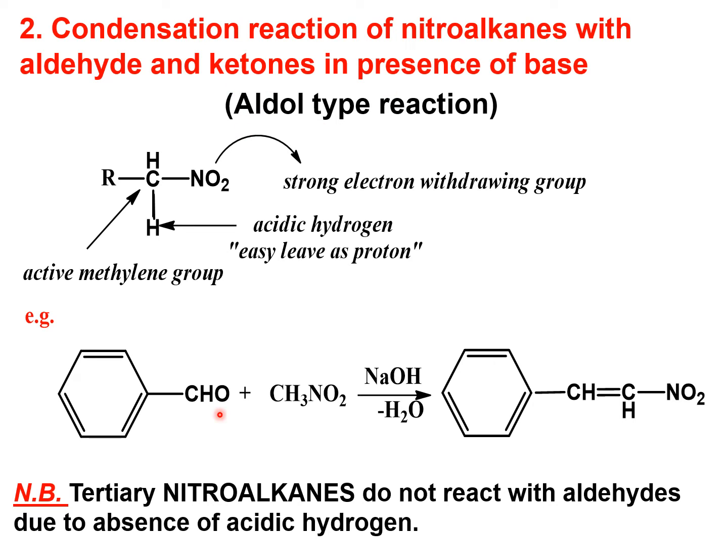First type is the aldol type, where you react the nitroalkanes with aldehydes like benzaldehyde, resulting in this condensation product. As we mentioned, this is only produced in case of the nitromethane and the primary nitro compounds. In case of secondary, you will have an OH on this carbon and you will not continue the condensation. And in case of tertiary nitro compounds, they do not give this reaction due to absence of the alpha acidic hydrogen.